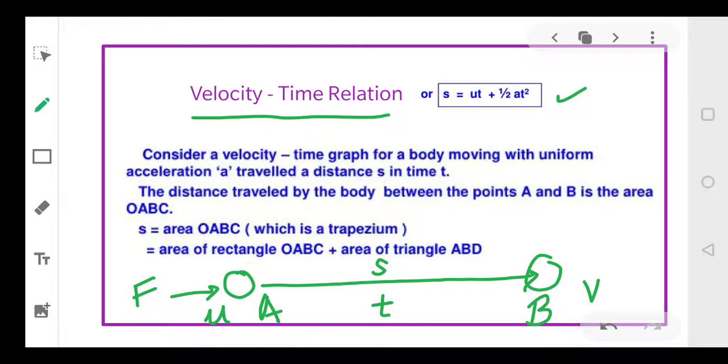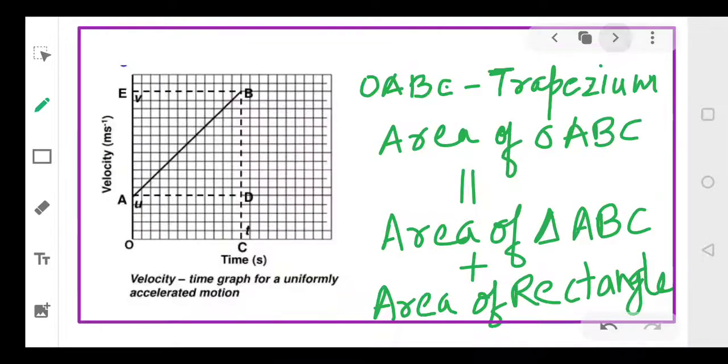Okay. Now we'll represent this in a graphical way. Now this is our graph. The object was at position A, now it is at position B. Initially the velocity was U and the final velocity is V, and it has taken time T. On the x-axis we have taken the time, and on the y-axis we have taken the velocity, and we have plotted the graph. The graph is a straight line, isn't it?